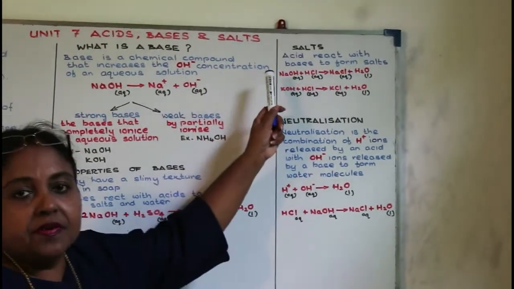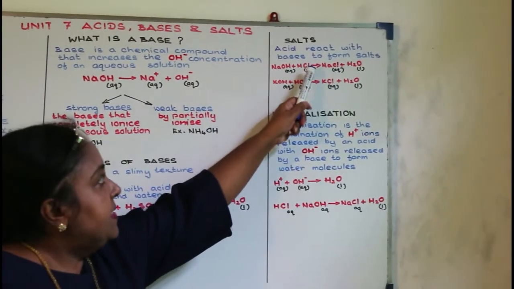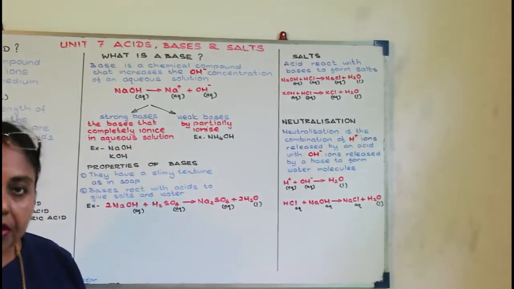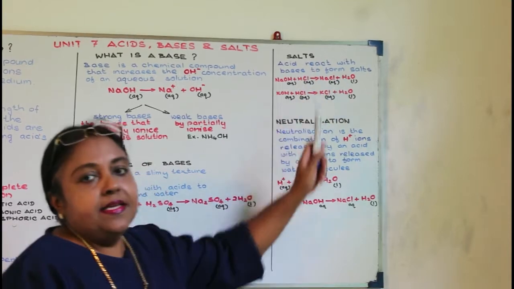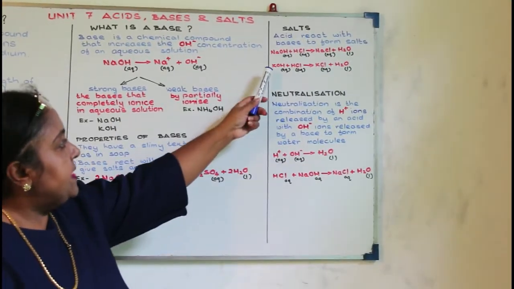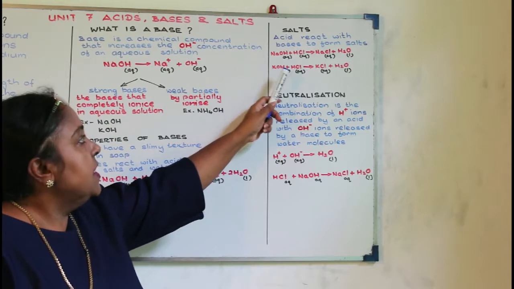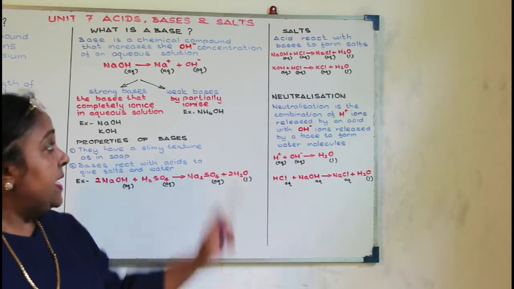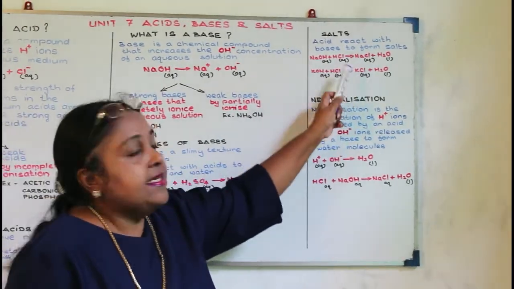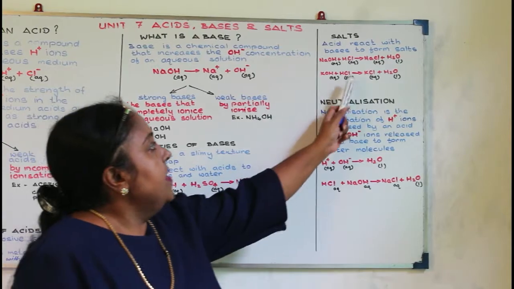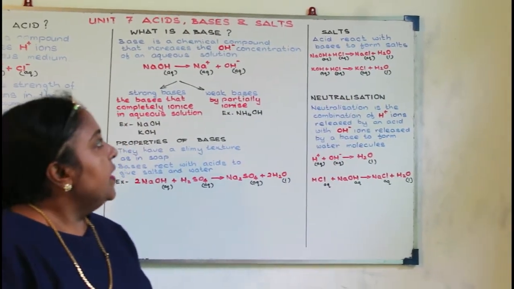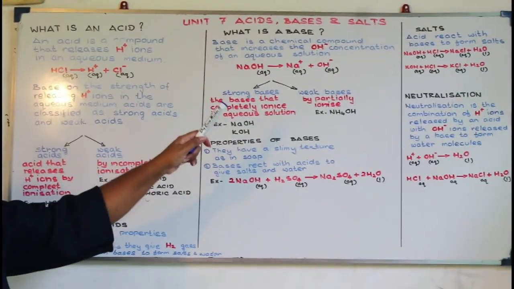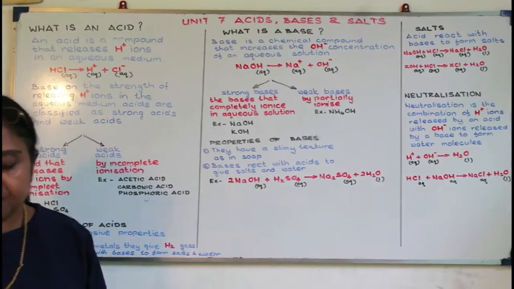Now sodium hydroxide, strong base, with HCl, strong acid, it gives sodium chloride, salt, plus water. NaCl, it is a salt. Here potassium hydroxide, strong base, with strong acid, it gives potassium chloride. What is KCl? It is a salt, and water. Then now we learned about acid, bases and salt, and there are some uses of salt also.